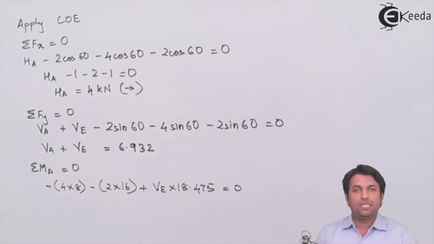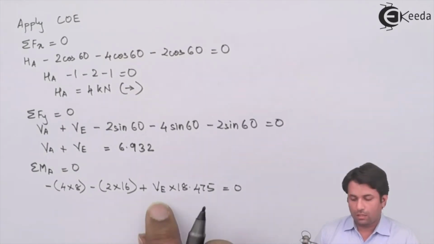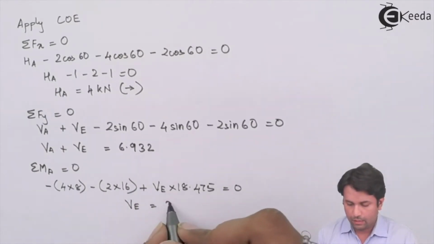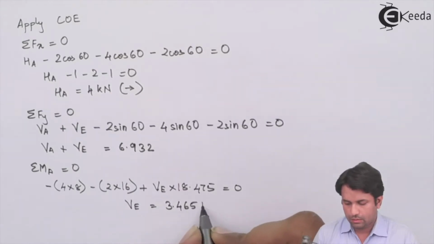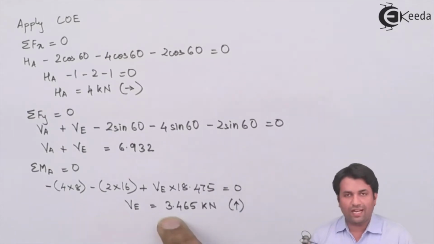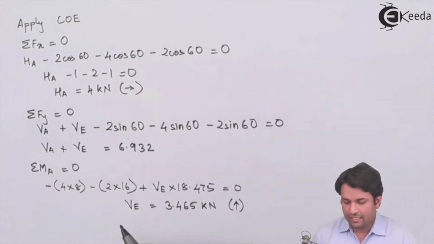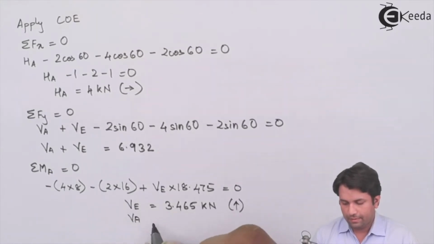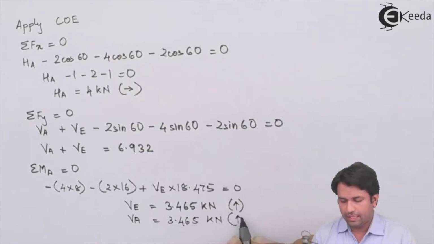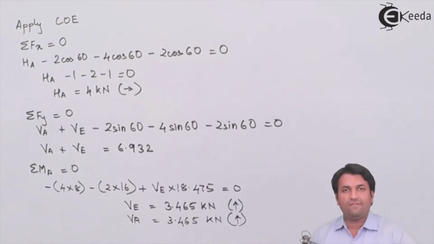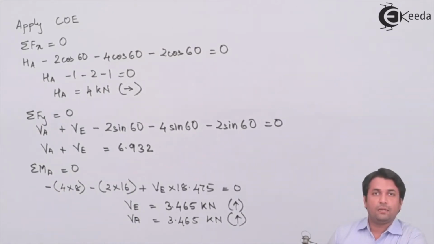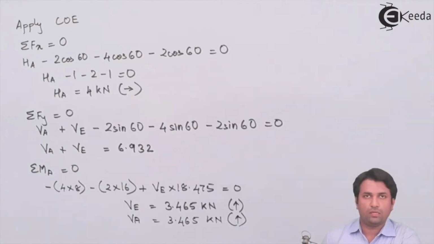Now, what we can do is we can find out the force in the reaction, that is E. It comes out to be 3.465 kilonewtons, and this is in the upward direction. Now when I substitute this value in this equation, I'll get the same answer. Now what we have done is we have calculated the support reactions. We have to move into the next step, that is using method of joints we have to find forces in all the members.